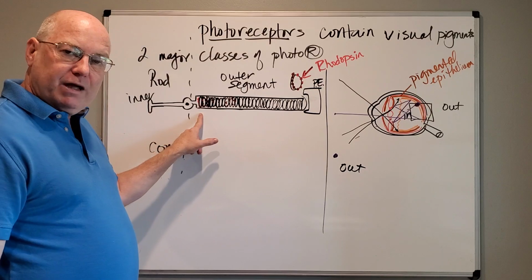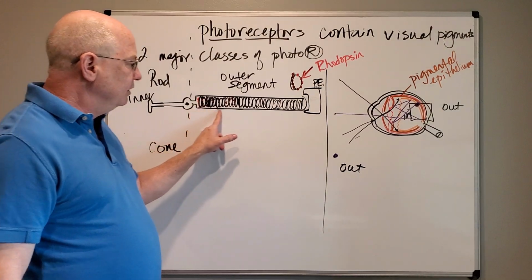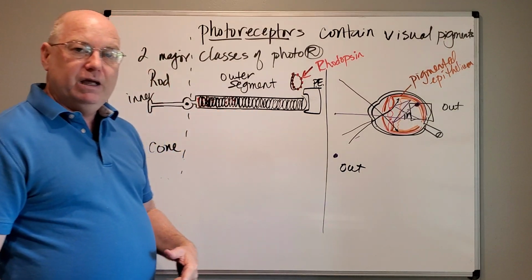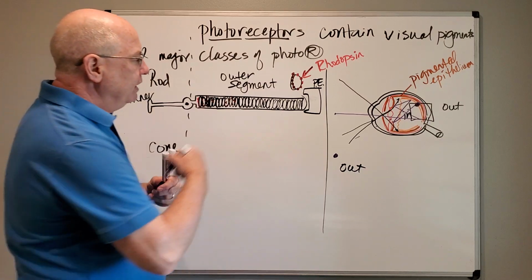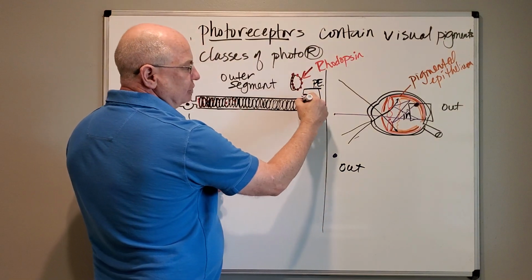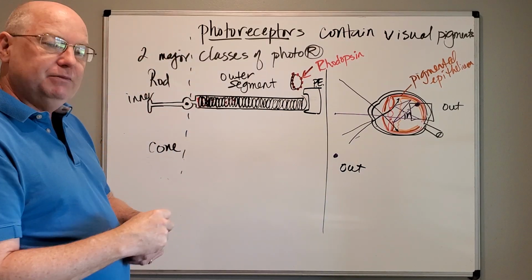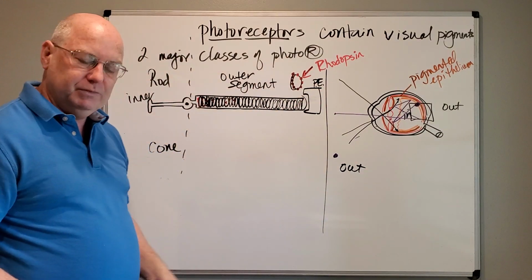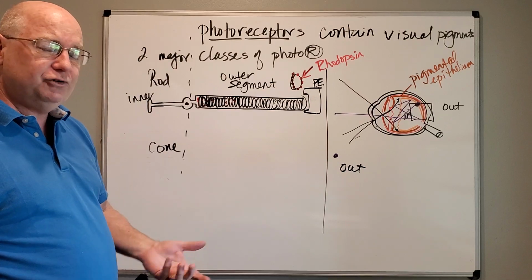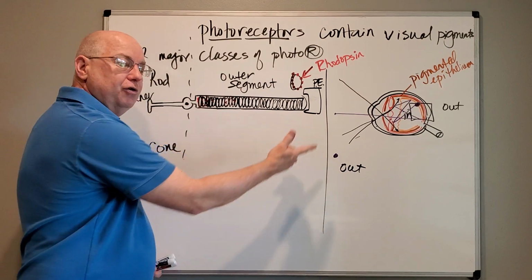The newer ones that are manufactured are closer to the soma. The older ones get pushed out. As they wear out, we can actually shed those discs and the visual pigments, and they get absorbed by the pigmented epithelium. And so the pigmented epithelium is filled with visual pigments as well. But it does not trigger phototransduction since it's not a neuron.